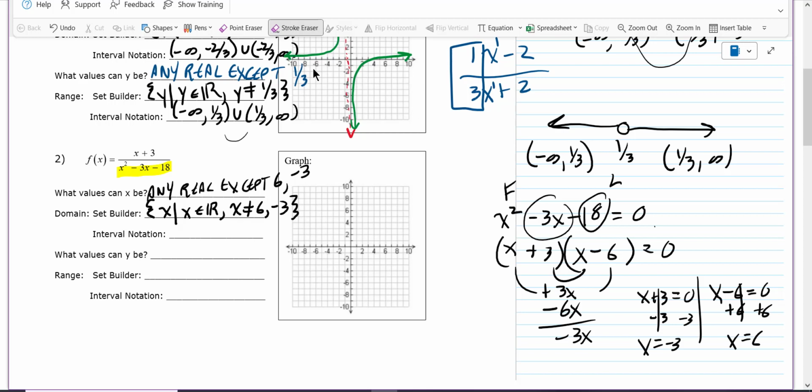I mean, you can even say in words. You could say set of x, x is any real number except negative 3 and 6. But that's how you do it in symbols. Okay. All right, now interval notation is like this.